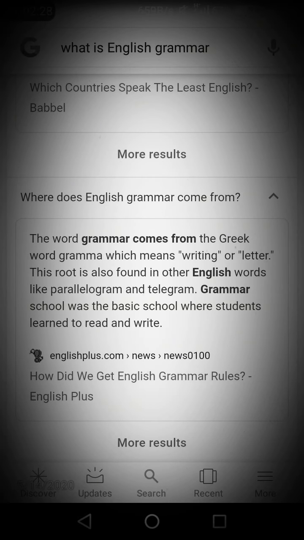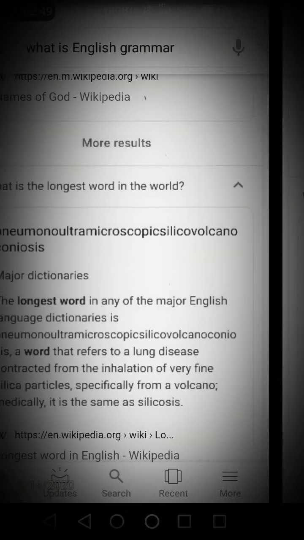Next, where does English grammar come from? The word grammar comes from the Greek word gramma, which means writing or letter. This root is also found in other English words like parallelogram and telegram. Grammar school was the basic school where students learn to read and write.